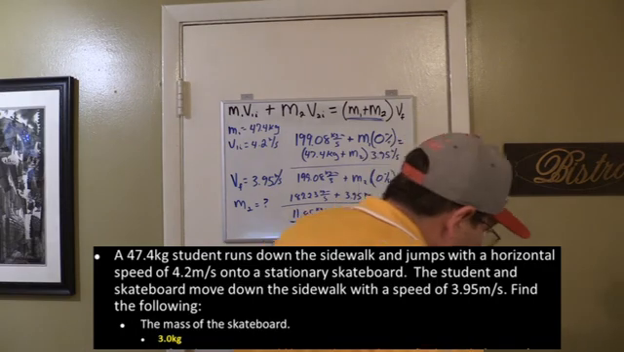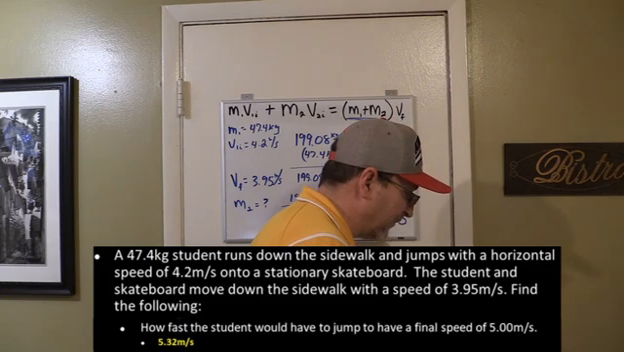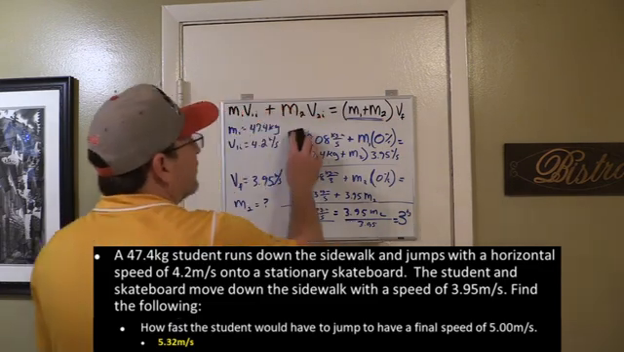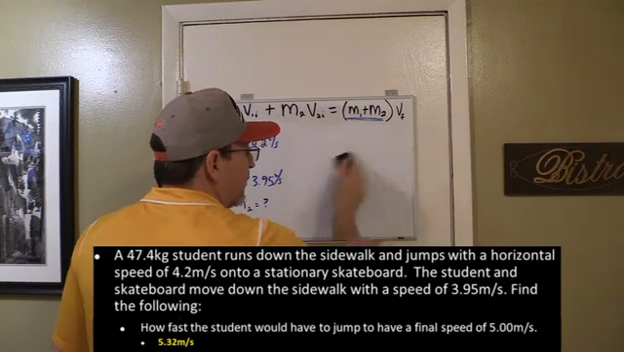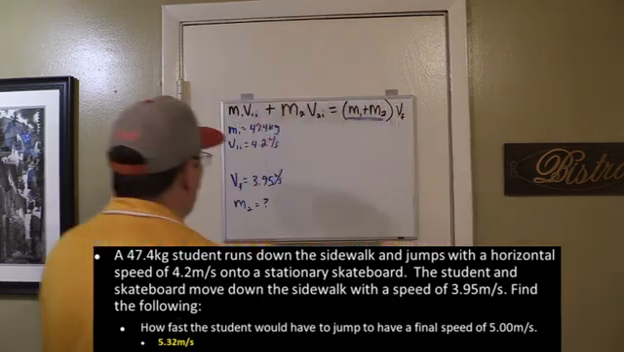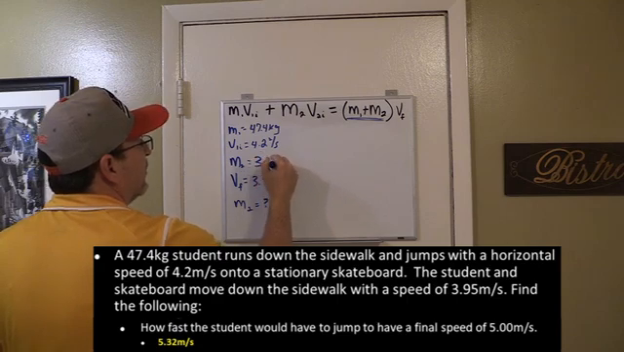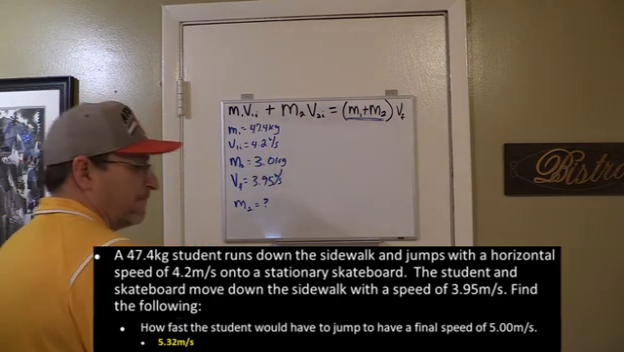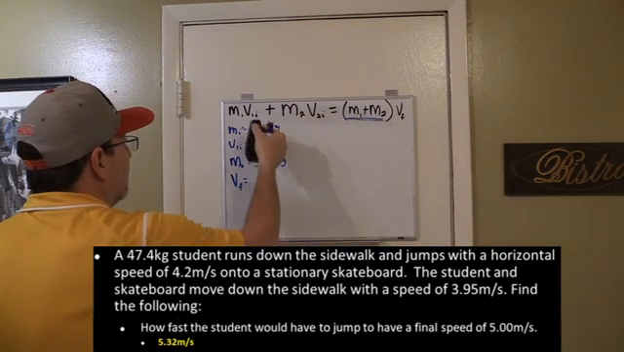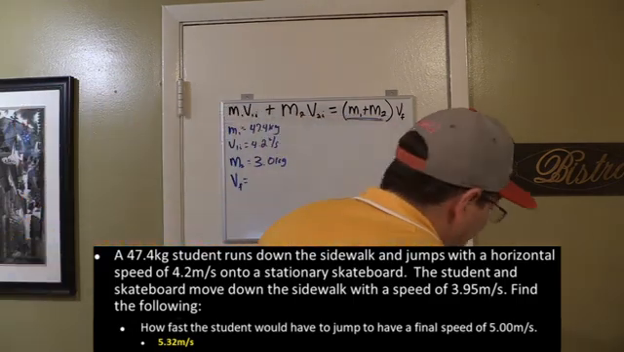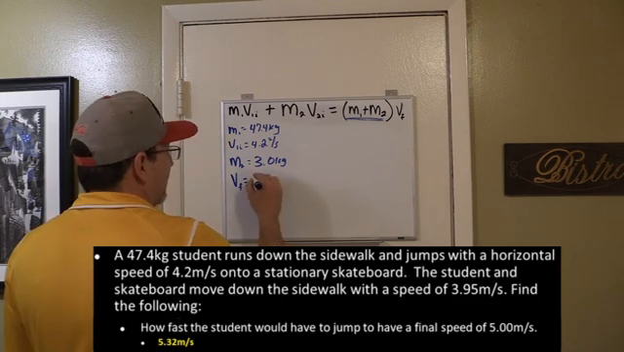All right. And then the second part, how fast would the student have to jump to have a final speed of 5 meters per second? Okay. So let's see, it's 3. All right. So I know the mass 2 of the skateboard, I know that's 3.0 kilograms. That's going to make it a little bit easier for me. All right. But now it wants the final velocity. It's wanting the final velocity to be 5, I think.